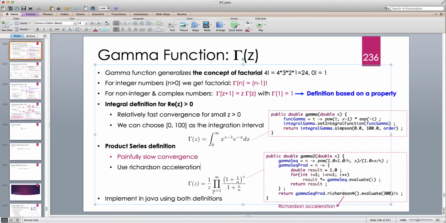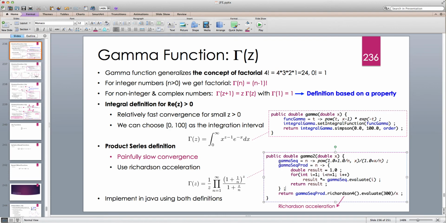So what we do, we create a sequence that calculates from 1 to some number of terms, let's say n. And then we accelerate it with Richardson, because unfortunately this sequence has a painfully slow convergence. So we have to accelerate it, and Richardson acceleration is the most suited one, because again, Richardson is good when you have a monotonically increasing or decreasing behavior. And obviously this is monotonically increasing, assuming that z is positive, real, because n is positive, right?